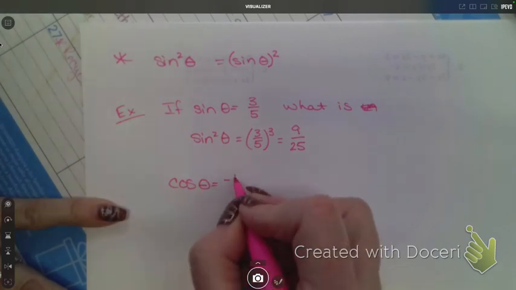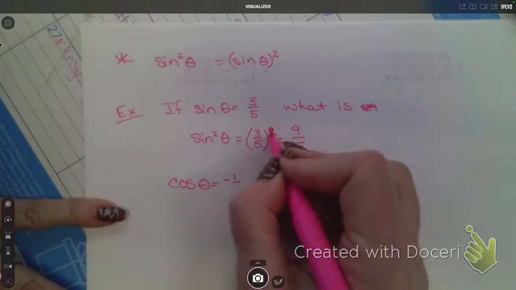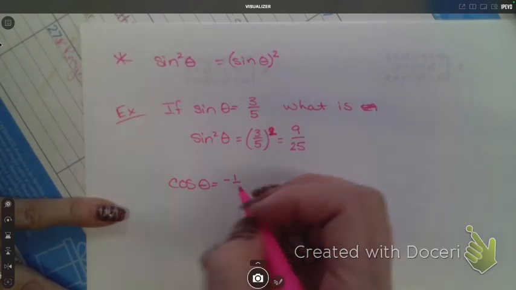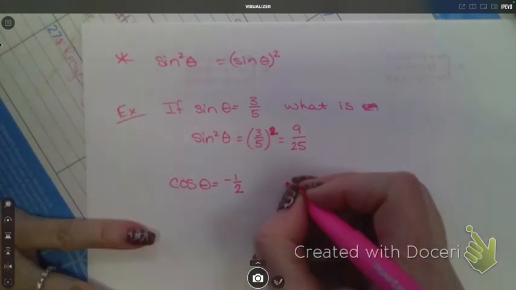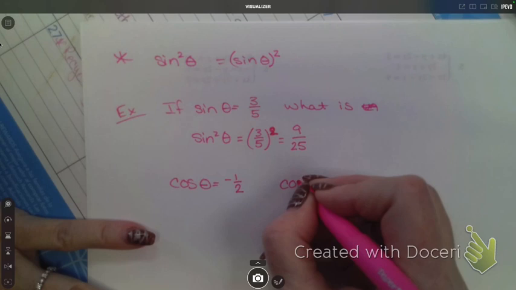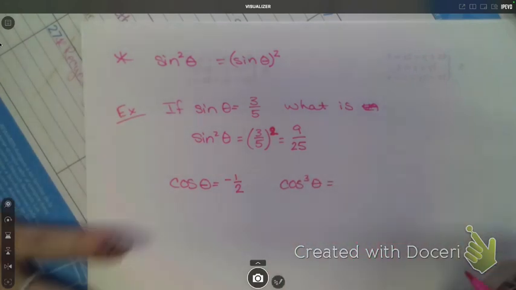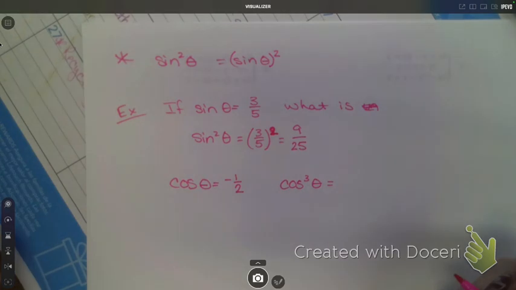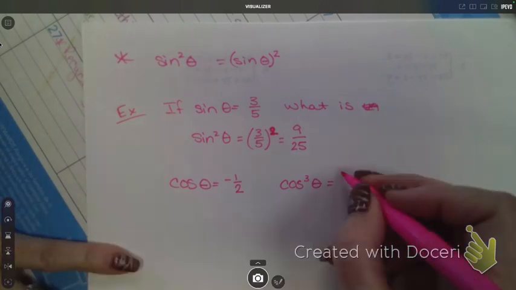She made an oopsie, because I was thinking about this problem. Okay, so cosine of theta is -1/2. So what's cosine cubed? Negative?